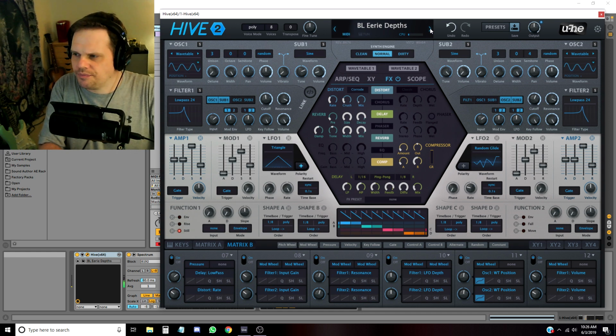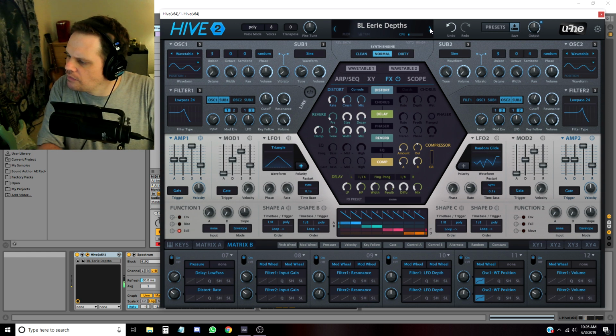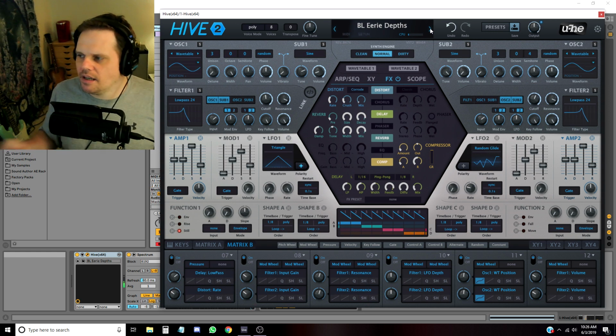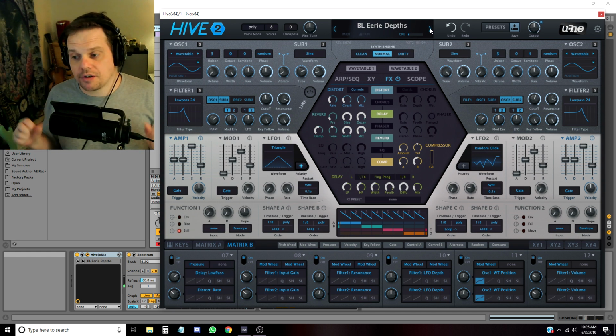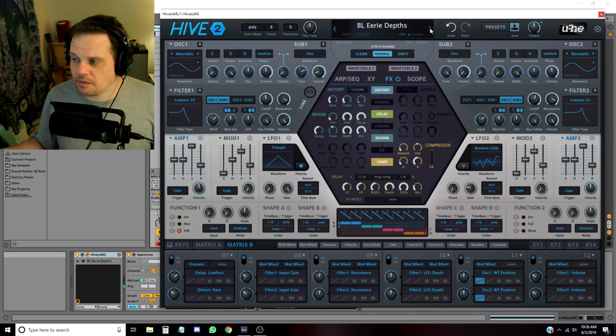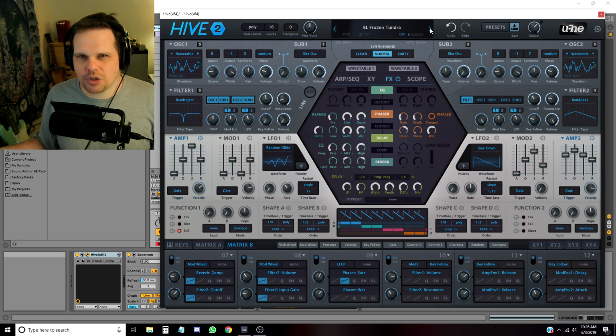Aftertouch. A startling amount of people don't have Aftertouch on their controllers, and I understand why. It can be an expensive feature, but you really should have Aftertouch on your controller. If you don't, you're missing out on a lot. It's important.